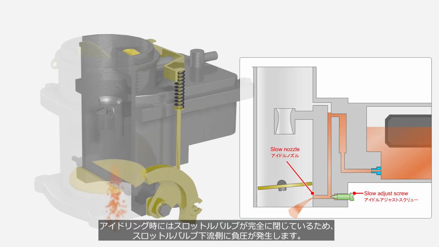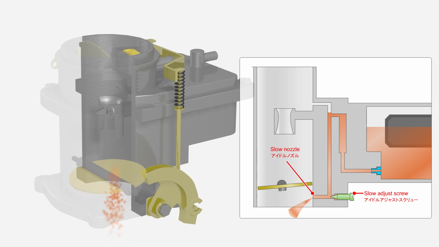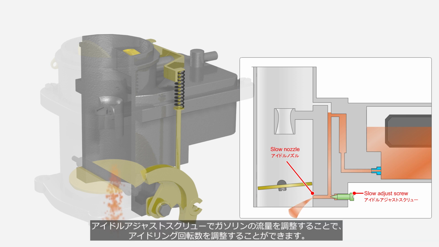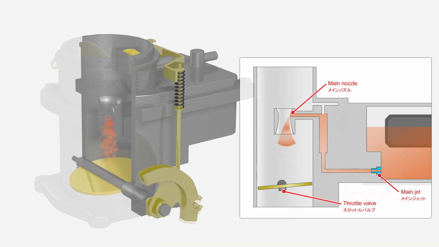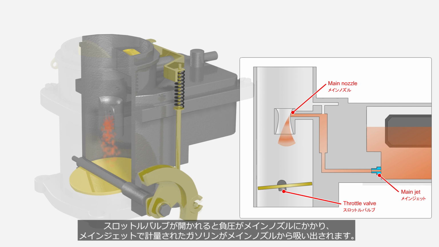While the engine runs at idle, the throttle valve is completely closed, and a negative pressure is created downstream of the throttle valve. Therefore, gasoline is drawn from the slow nozzle located downstream of the throttle valve. By adjusting the throttle stop screw, which adjusts the fully closed position of the throttle valve, the air volume can be adjusted. Additionally, by adjusting the slow adjust screw, the amount of gasoline that flows can be adjusted. Idle speed can be adjusted by these adjust screws. When the throttle valve opens, a negative pressure is applied to the main nozzle, then the gasoline metered by the main jet is drawn out of the main nozzle.